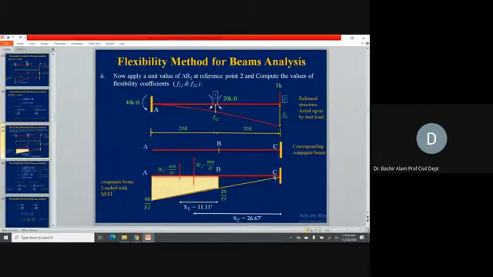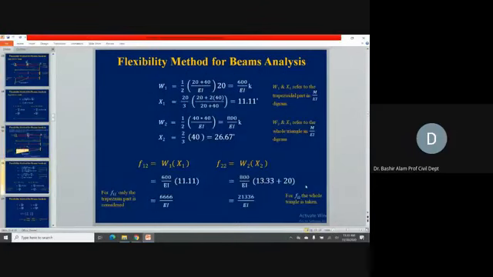Now MC you can find out very easily. It will be the area of this triangle times 2/3 of this distance, which is coming 26.67. So that way you can find out F22. So we go to the next slide, and there you can see all these numbers. So here you see now F12, exactly it is coming out equal to 46 divided by EI, and F22 is becoming this value. Remember, F12 is not matching F21. It means there is something wrong with the calculation, so we need to revise.